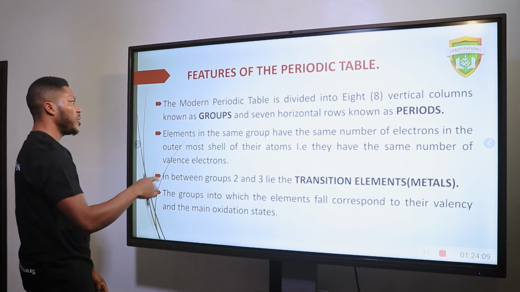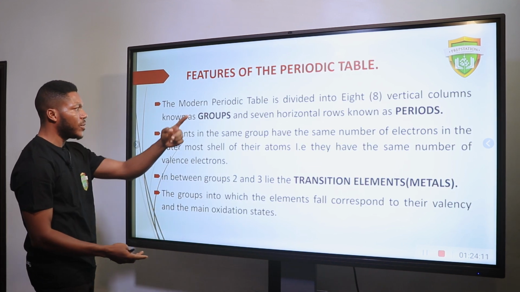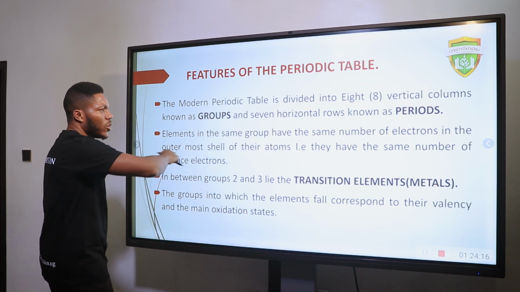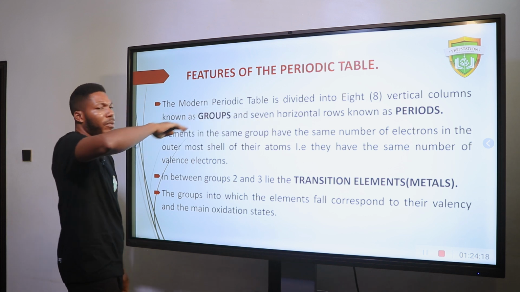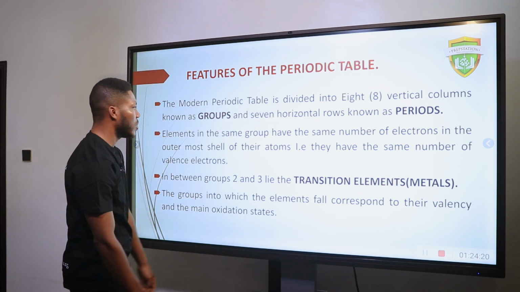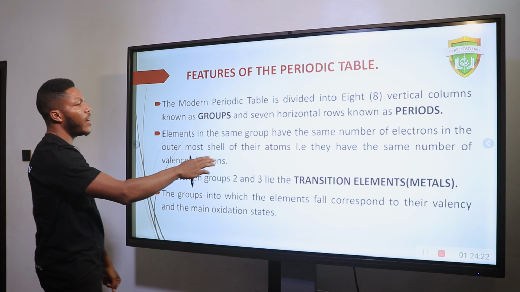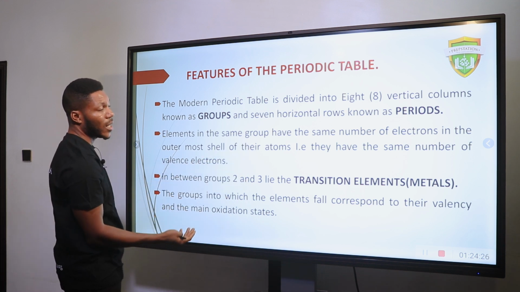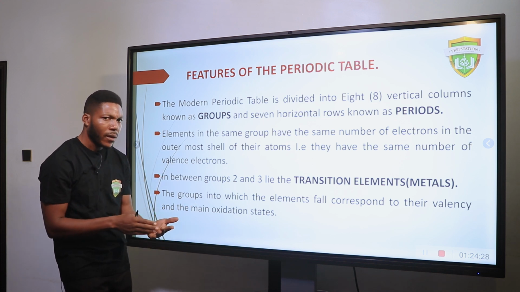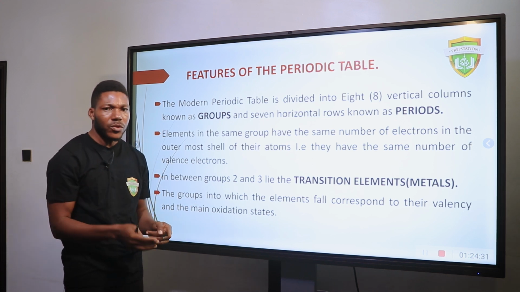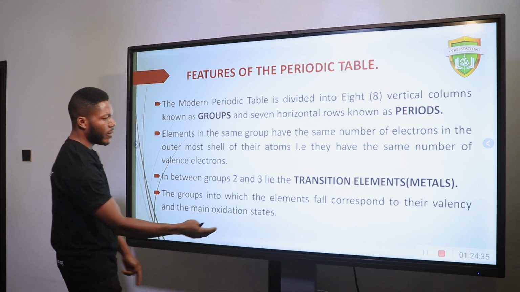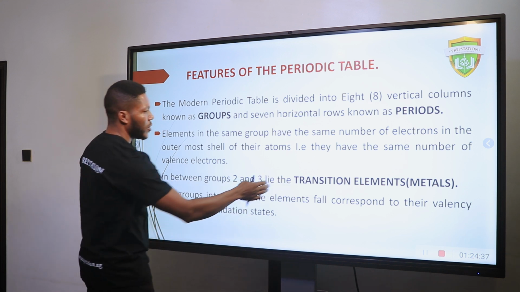Okay, what are some other features? I said before, we have 8 groups and 7 periods. The horizontal is called the period, while the vertical is called the group. Elements in the same group have the same number of electrons in the outermost shells of the atom. I said that before. Elements of group 1, valence shell of group 1, group 2, valence shell of group 2, and so on and so forth. All right, so I've said this before. Go through the slide very well. The note is not much.